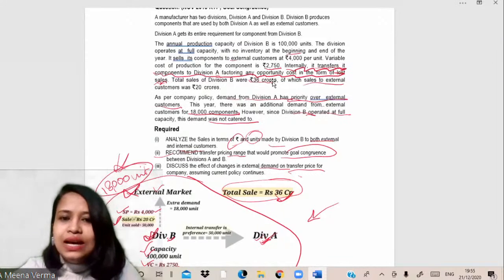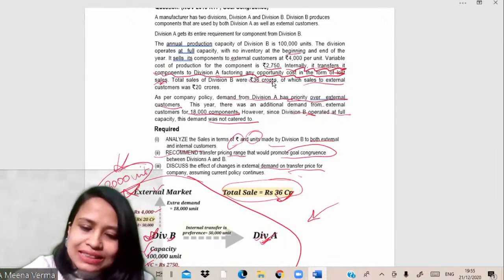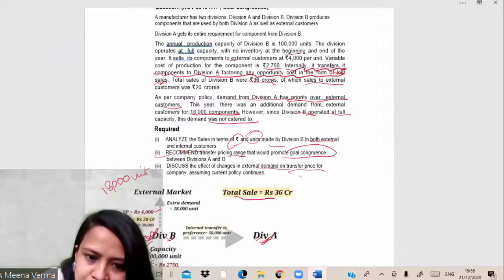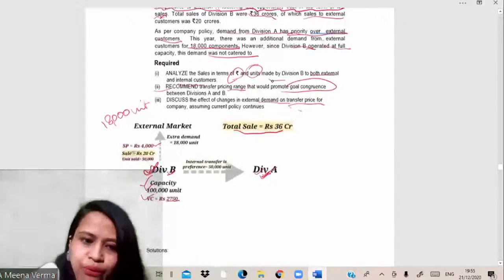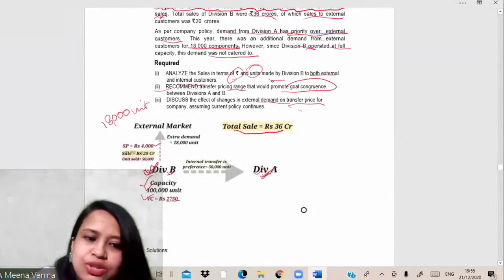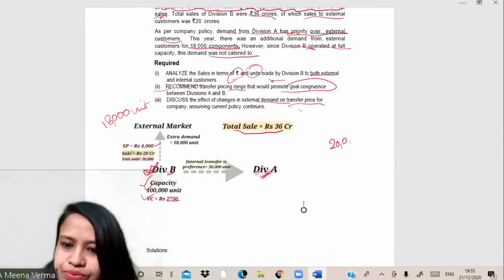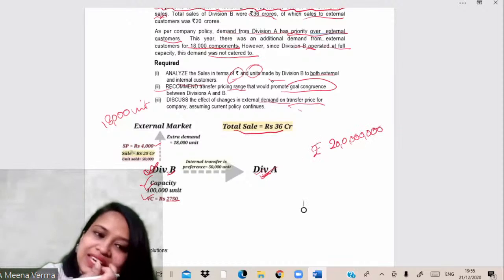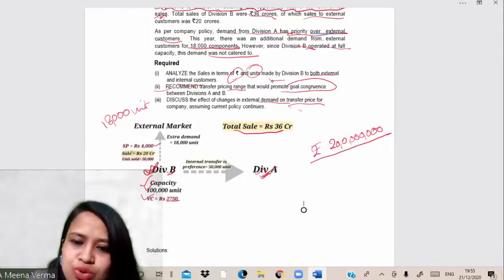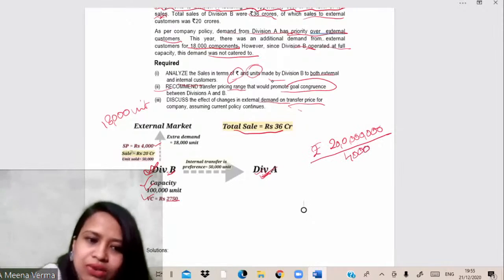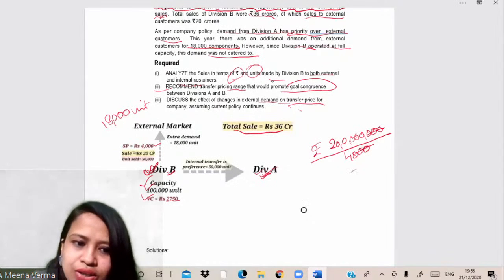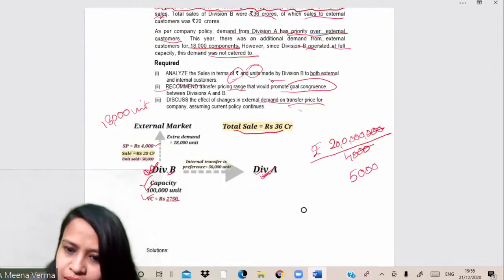Since I have given you some information in this diagram, what is this information? You can see here that the total sale of Division B is 36 crore, while the external sale of this division is 20 crore. Selling price per unit is rupees 4,000. So in this way, you can calculate the unit sold in the external market, which is 50,000.